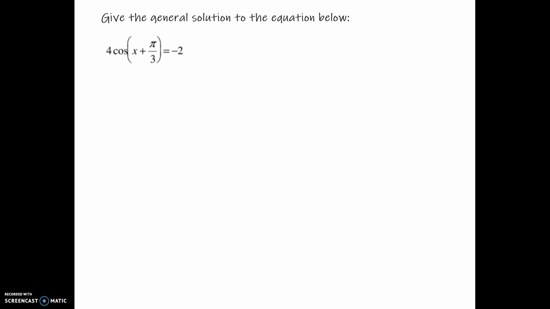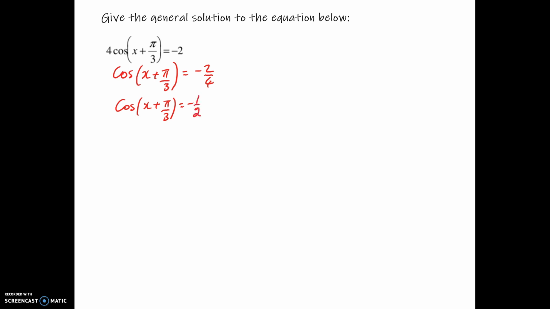So first what you need to do is make the trig function the subject. So let's do that. Move the 4 over to the other side. So we have cos(x + π/3) = -1/2.